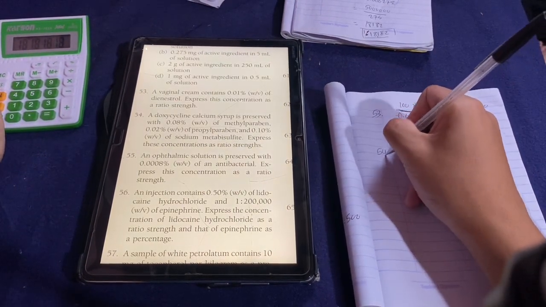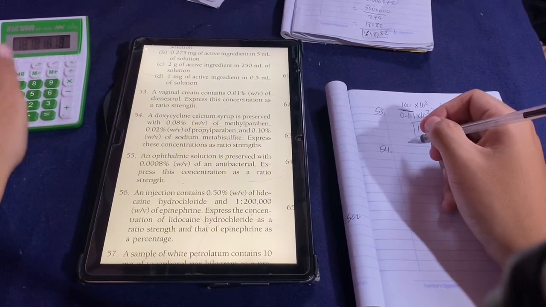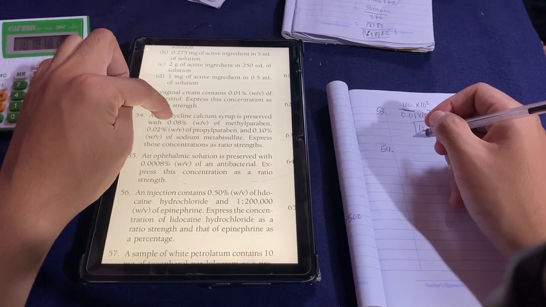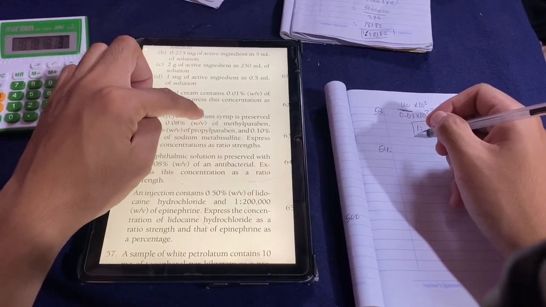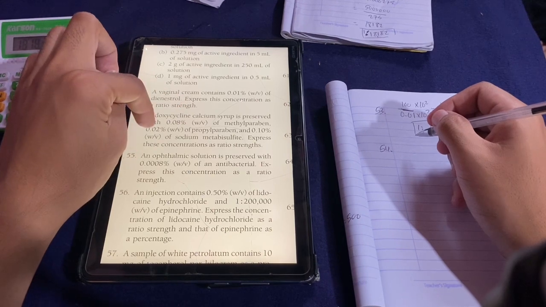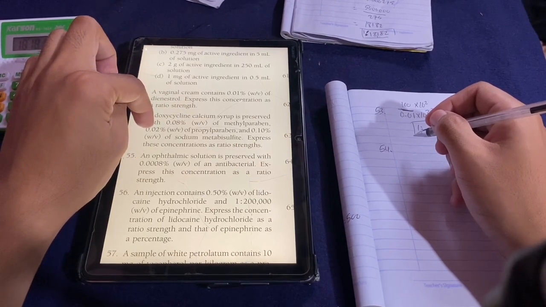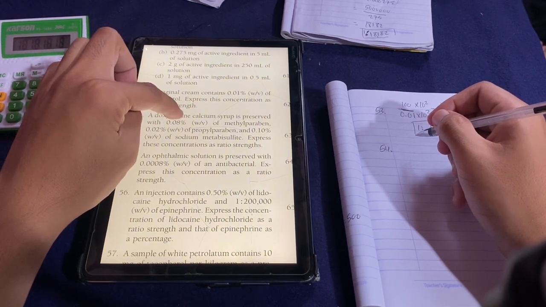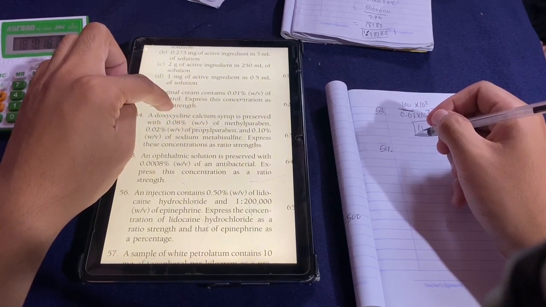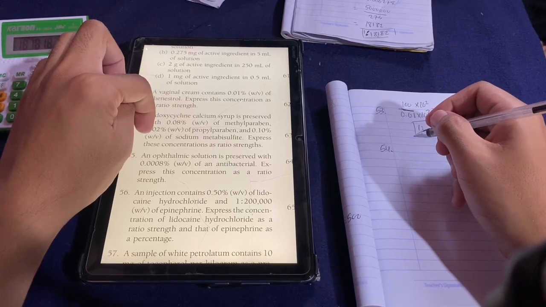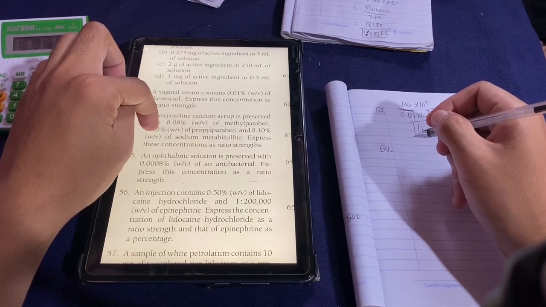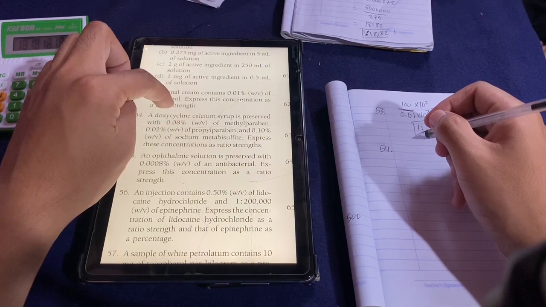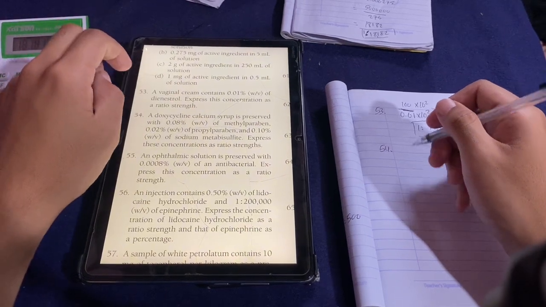Let's move to 54. It says a doxycycline calcium syrup is preserved with 0.08% weight over volume of methyl paraben, then 0.02% weight over volume of propyl paraben, and 0.10% weight over volume of sodium metabisulfite. So express these concentrations as ratio strength.